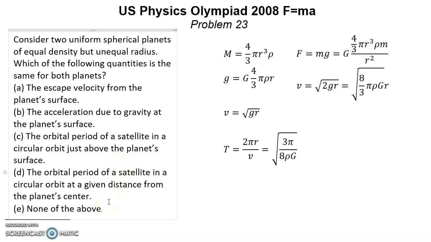The orbital period of a satellite in a circular orbit at a given distance from the planet's center. This is not true, because each planet has a different mass, and at the same distance, if the mass is higher, we have a higher orbital velocity. That's it. In this problem, C is the correct answer.